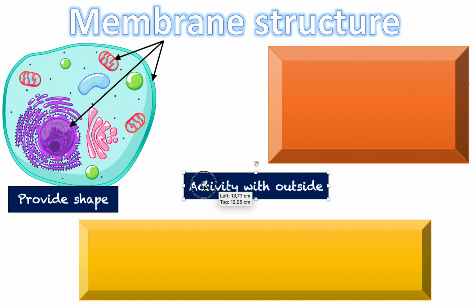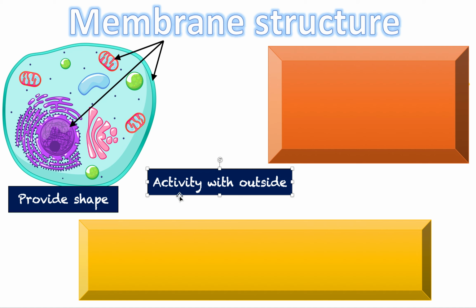Now, another one is this, activity with the outside. This membrane can touch other cells and other chemicals outside of the cell and interact with them, okay? And we're going to get into more what this means later.